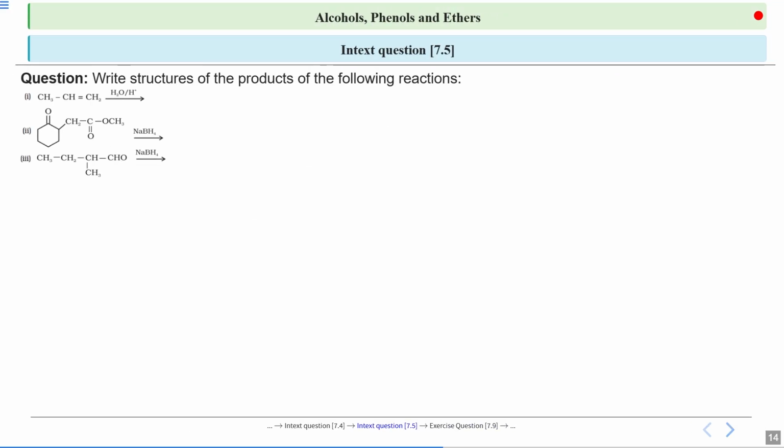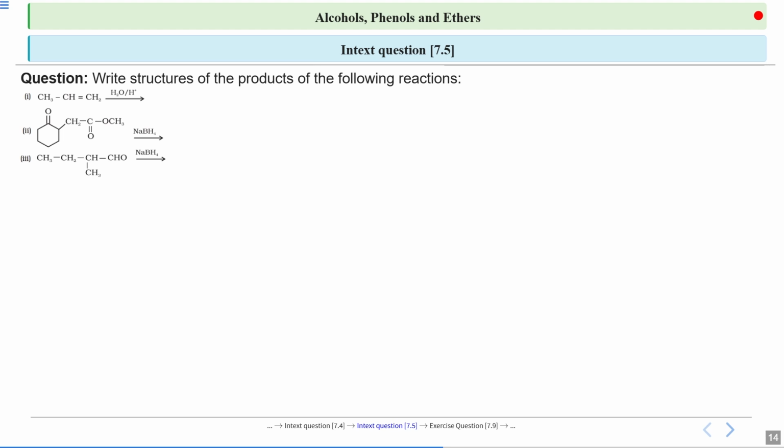Let's solve another in-text question, 7.5. The question is, write the structures of the products of the following reactions. So we have given 3 reactions in this question. The first one is propene, or prop-1-ene, reacting with water in the presence of H positive, or an acid catalyst. You have to write the structure of the product you will get.